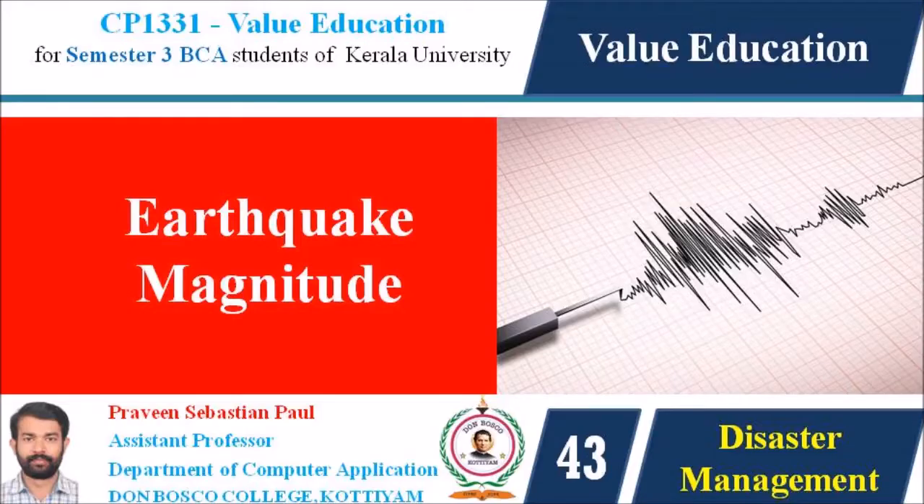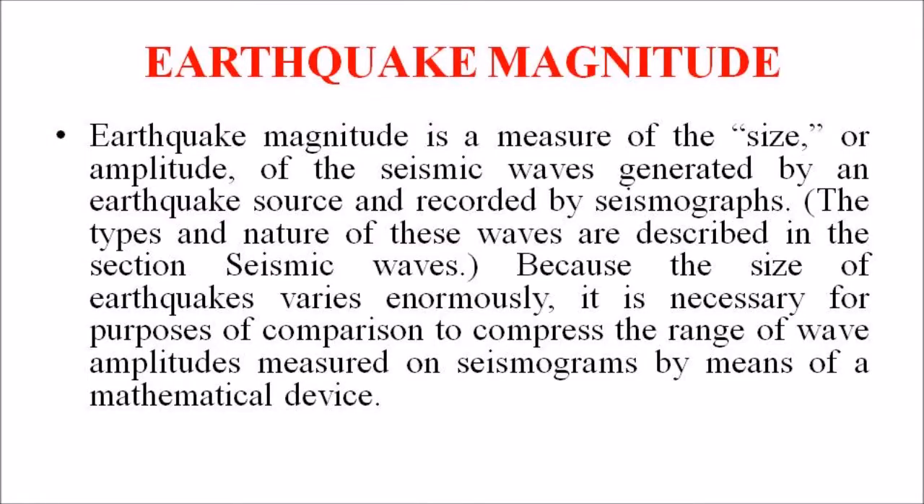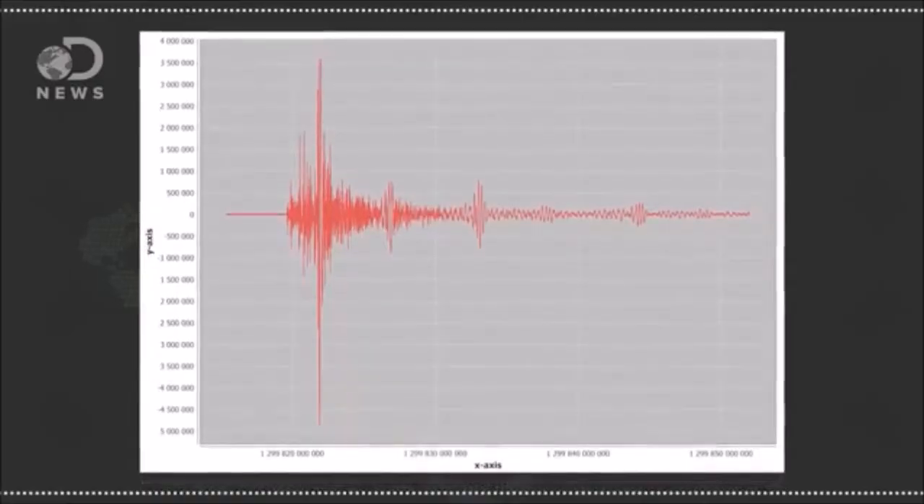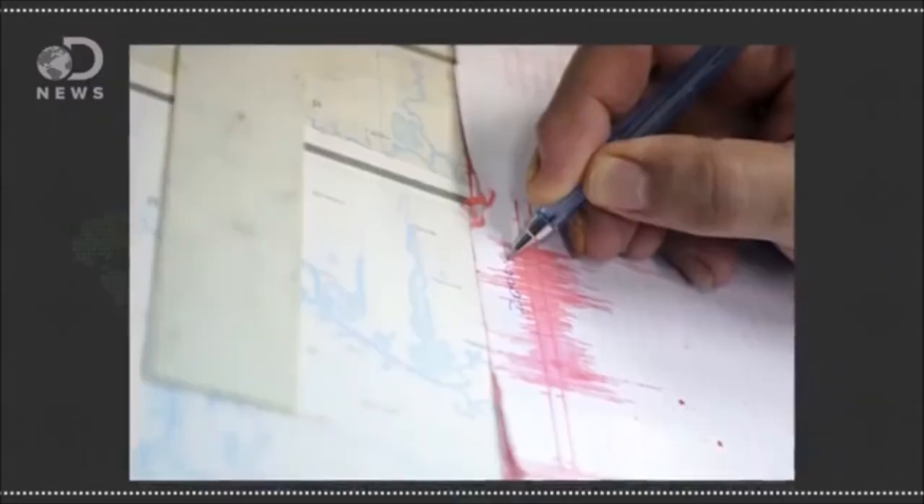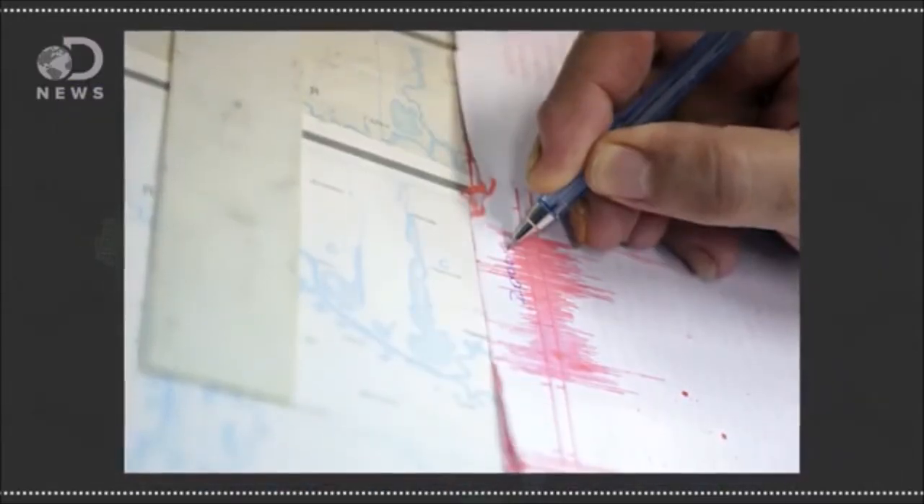In this lecture, we are discussing the earthquake magnitude as well as how we can measure the magnitude of an earthquake. The earthquake magnitude is a measure of the size or amplitude of the seismic wave generated by an earthquake source and recorded by seismographs. Because the size of earthquakes varies enormously, it is necessary, for the purpose of comparison, to compress the range of wave amplitudes measured on seismograms by means of a mathematical device.